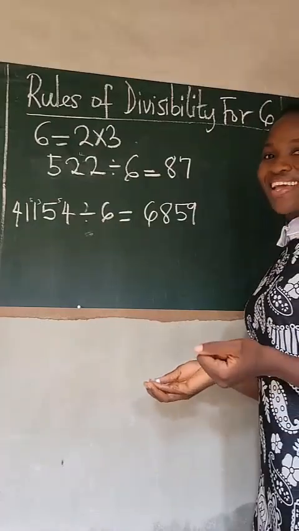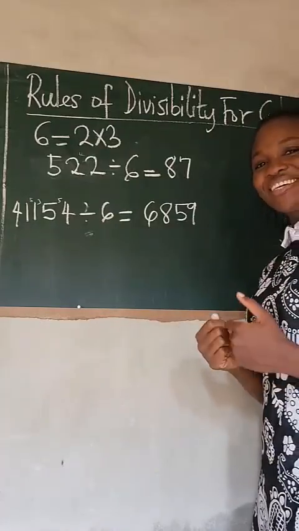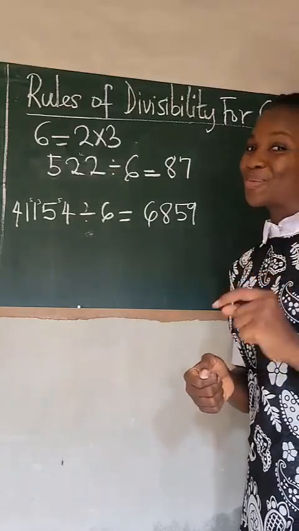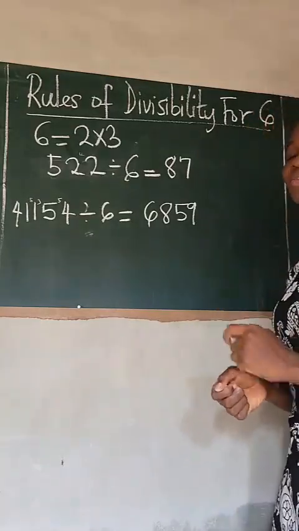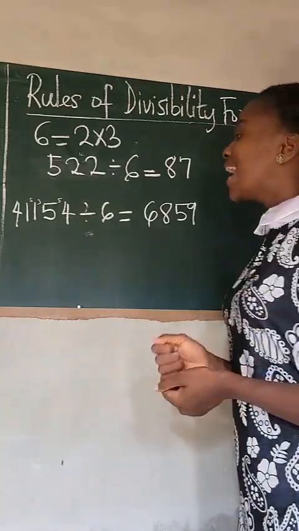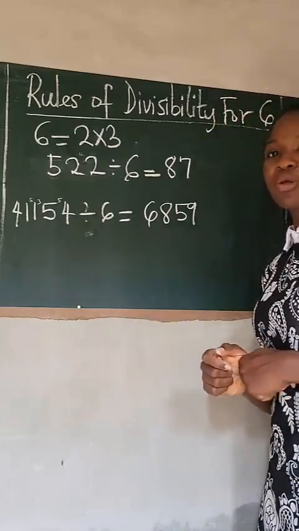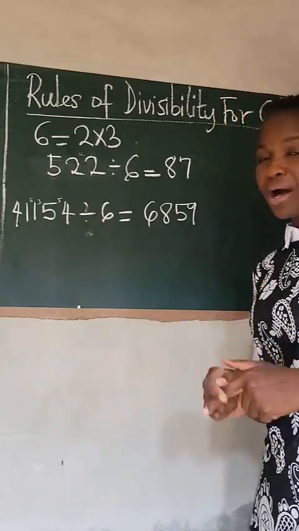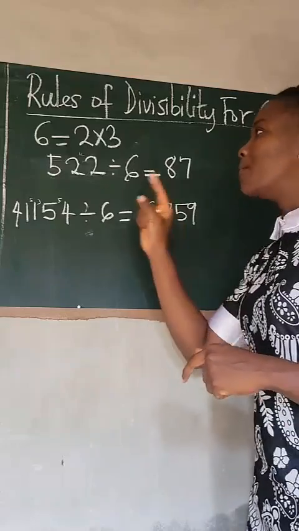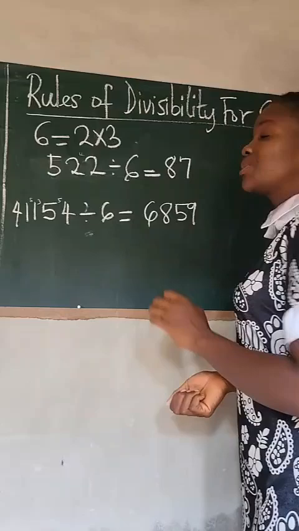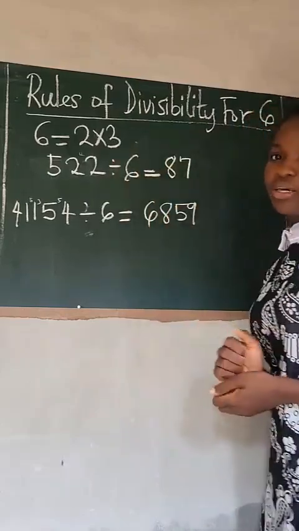So the rule of divisibility for 6 states that for a number to be divisible by 6, such a number must end with an even number, and the addition of the digits of that number must be divisible by 3, from the combination of the rules of divisibility of 2 and 3.